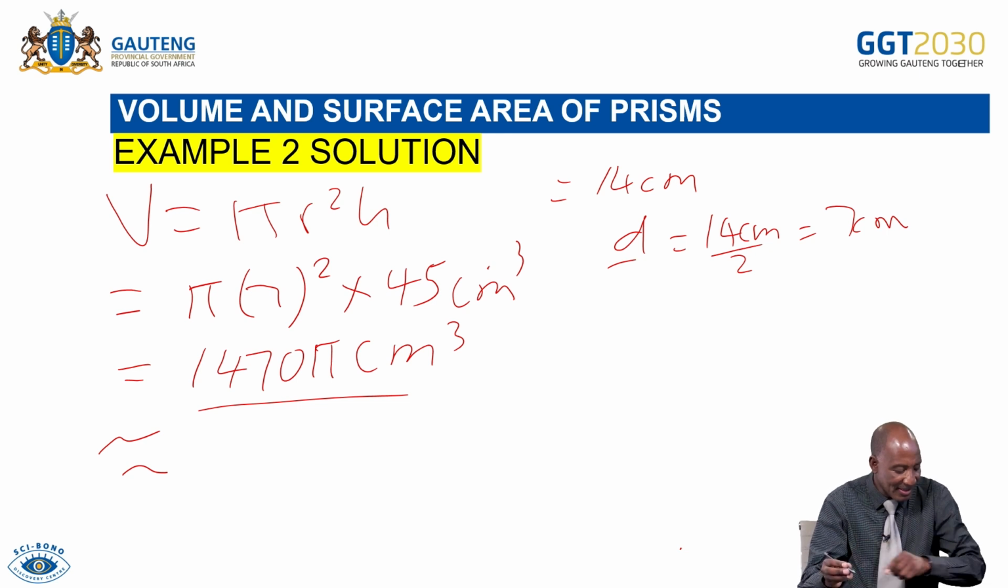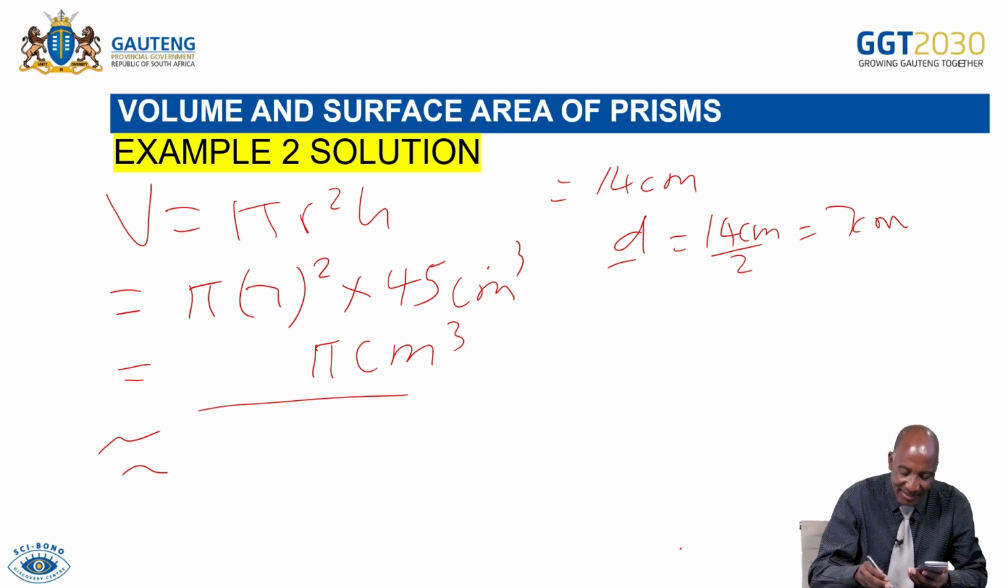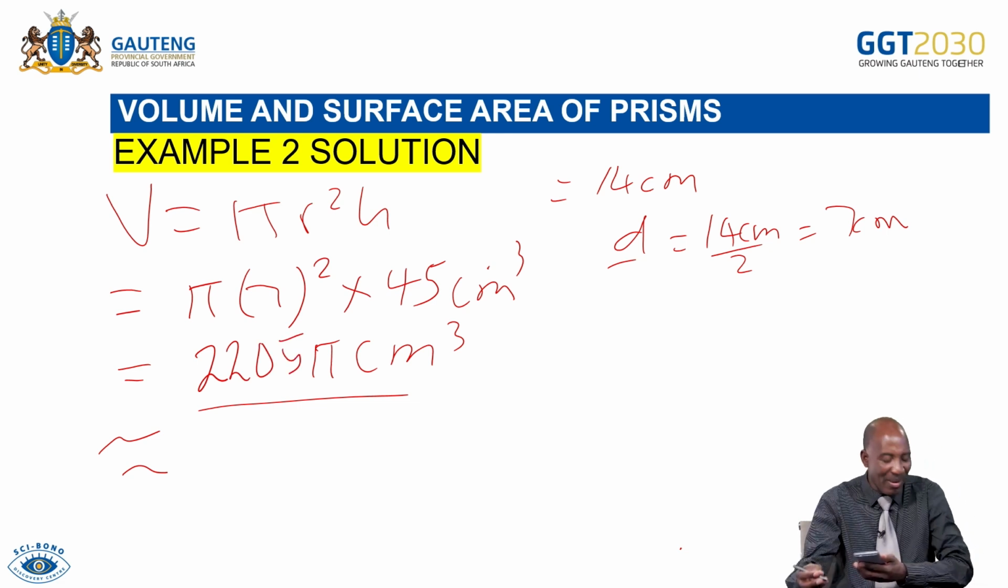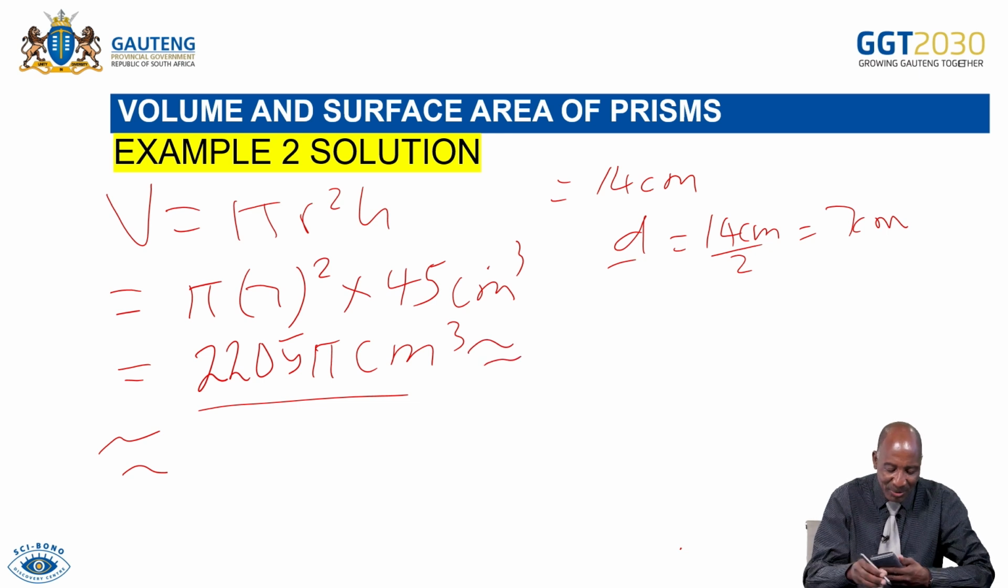Actually, when we multiply that, let's quickly multiply and see what we get. Take your calculator, 7 squared multiplied by 45 is actually 2,205. Let's correct this part here. It is 2,205 pi centimeter cubed. That becomes your new volume.